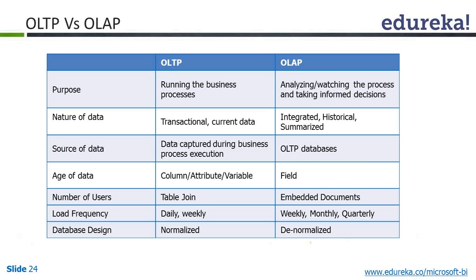Age of data is basically like the type of the columns used. We call it a column or attribute in the OLTP, but in the OLAP we call it a tuple or a field. Okay, then there are other differences for the load frequency and all those things. In this slide it shows that load frequency is daily or weekly, but for OLAP it is weekly.